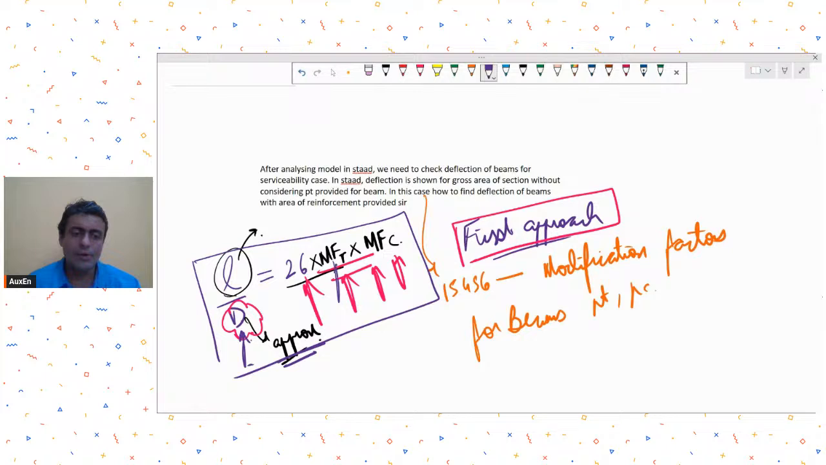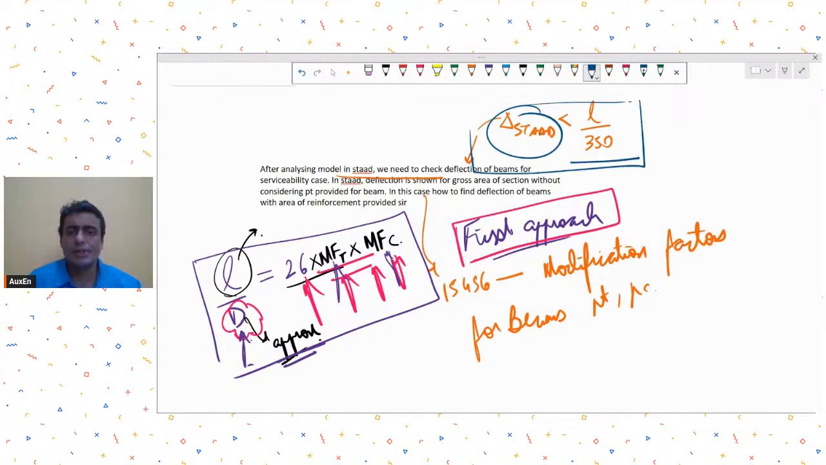And here you are allowed to use the modification factor for tension and compression reinforcement. Now, let's say if you have analyzed in STAAD and you have already calculated the deflection from STAAD itself. So here you just need to take the deflection from STAAD and just ensure that it is less than L upon 350 or L upon 240, 250, whatever the ratio is given in the IS code. So here you don't need to use any modification factor. You just check the deflection from STAAD and ensure that that deflection follows this condition. Is this clear?